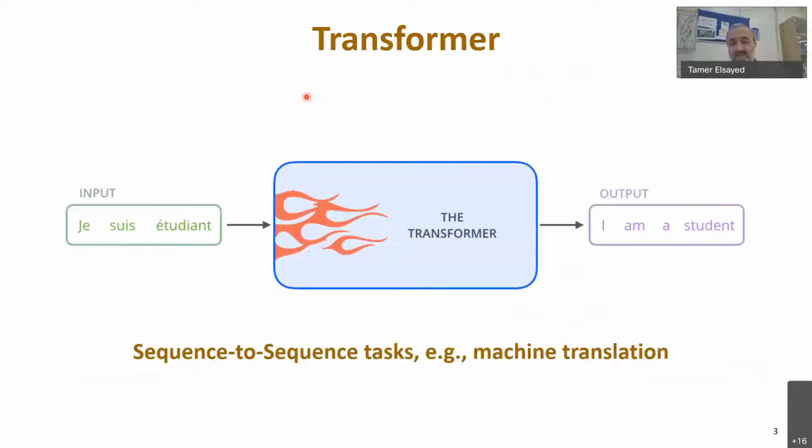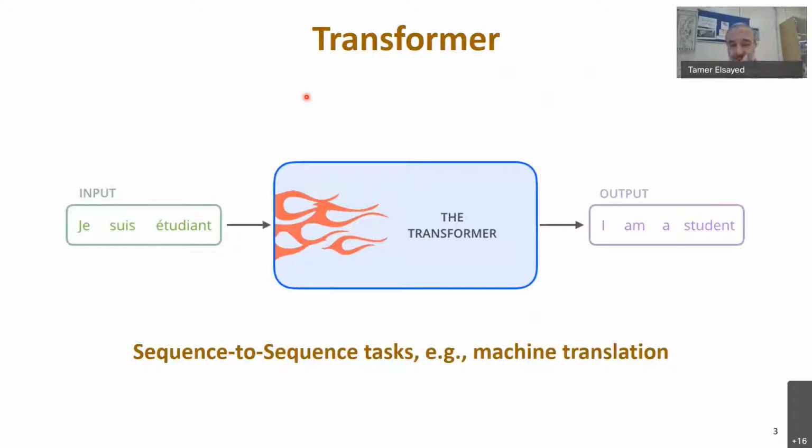So what is the transformer? The transformer is a neural architecture that was designed to solve sequence-to-sequence tasks. What do you mean by sequence-to-sequence tasks? I have a sequence of items in general, and I want to produce a sequence of other items. So for example, machine translation problem is considered to be a sequence-to-sequence task.